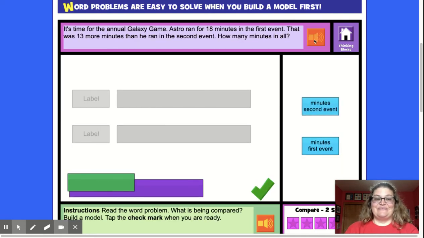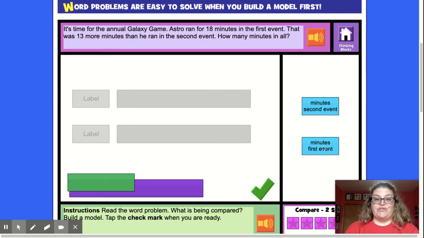It's time for the annual Galaxy game. Astro ran for 18 minutes in the first event. That was 13 more minutes than he ran in the second event. How many minutes in all?